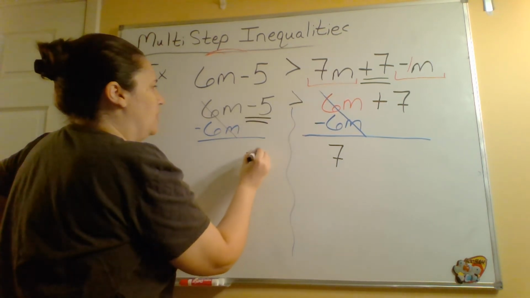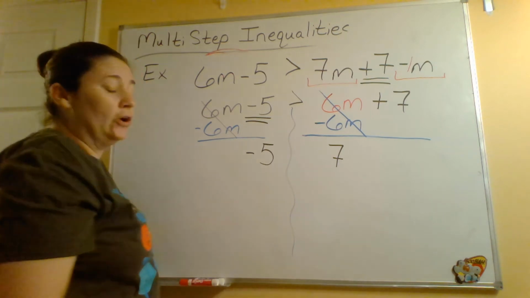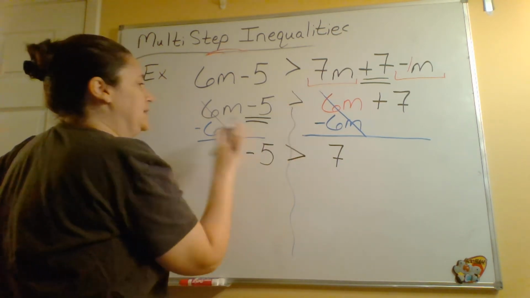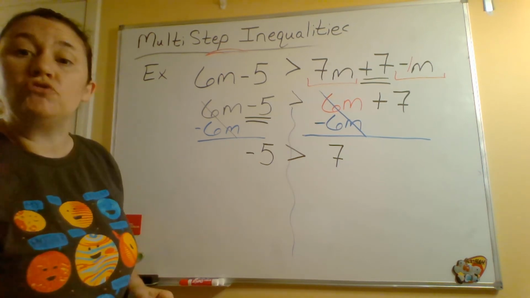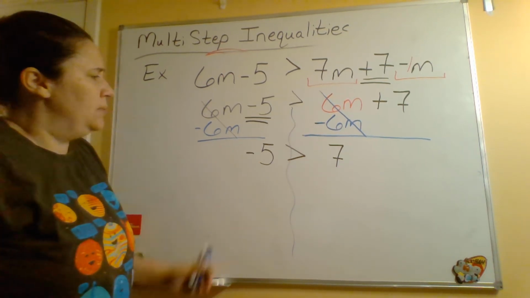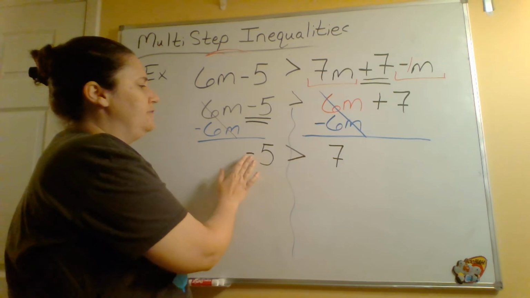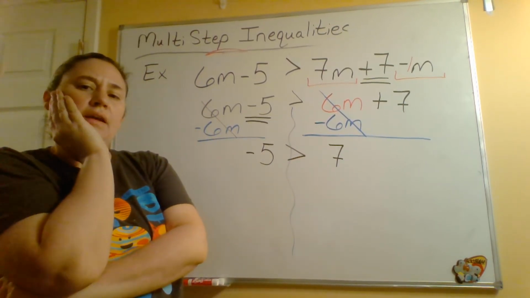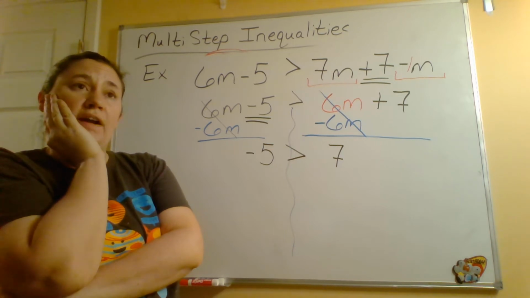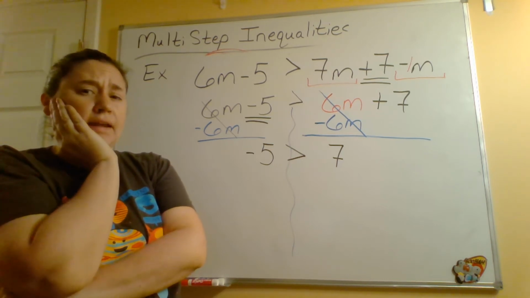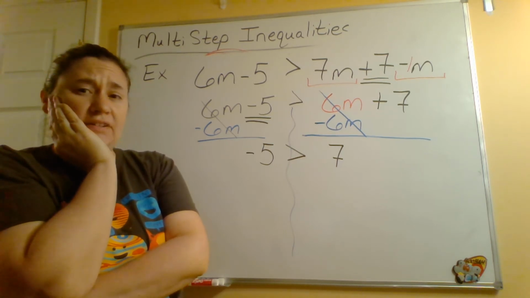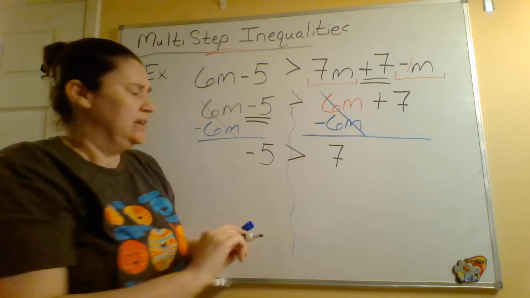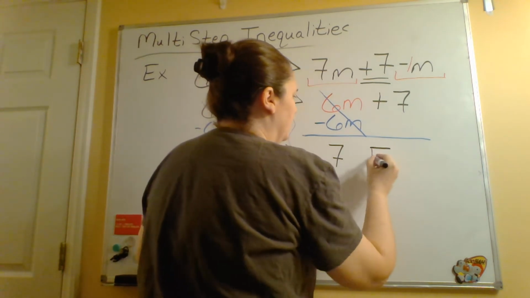I am left, though, with negative 5. Don't flip the sign because we didn't divide by a negative number. We subtracted. So this is what I'm left with. Negative 5 is greater than 7. Think about that statement. Is negative 5 greater than 7? Is it bigger than 7? Not last time I checked. This is a false statement.